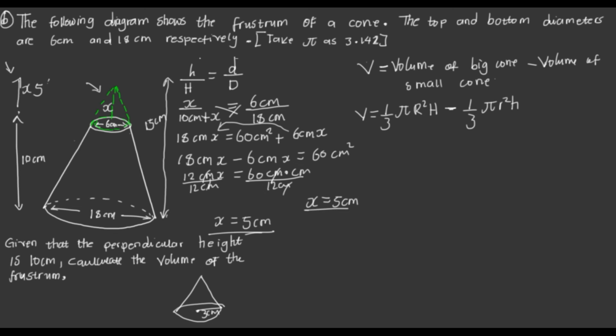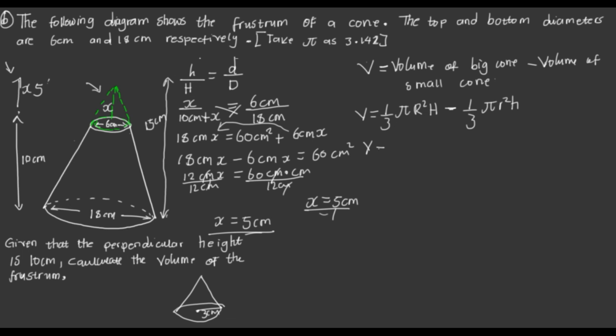So if you have a question where you have been given diameter, for you to find the value of the height for the smaller cone, you can use height of the smaller cone divided by height of the big cone is equal to, you can use diameter over diameter or radius over radius. You get the same answer. So now we can proceed.